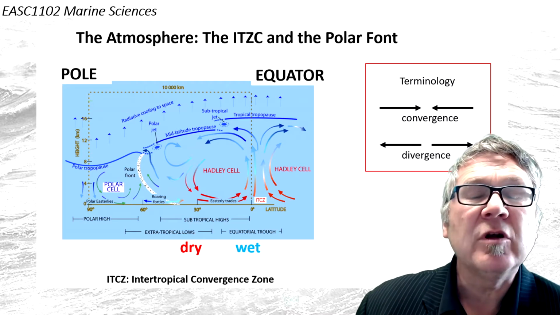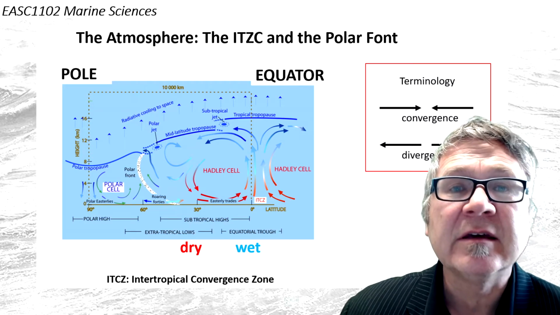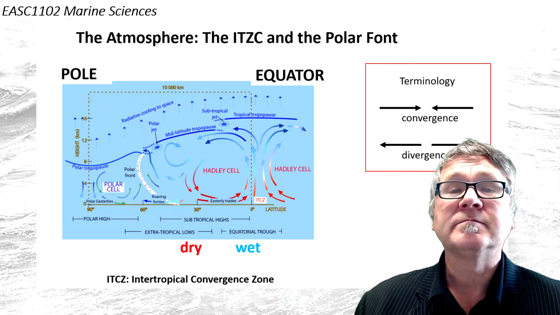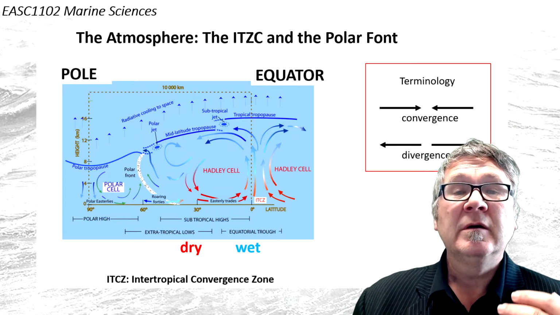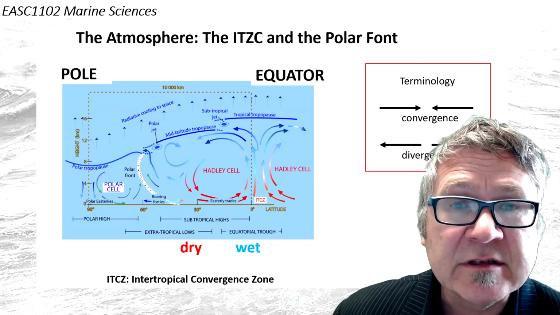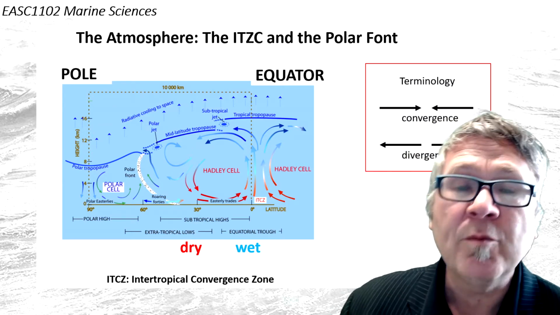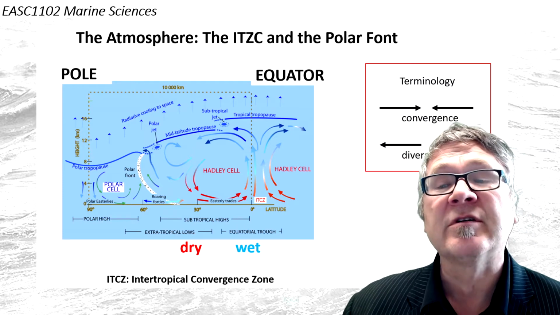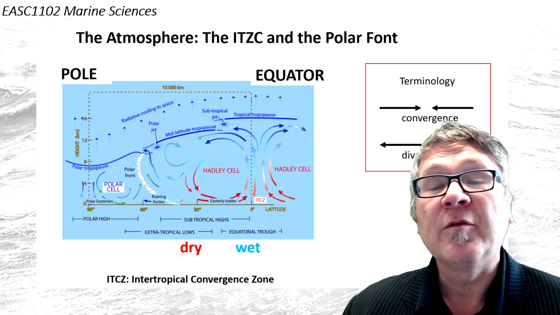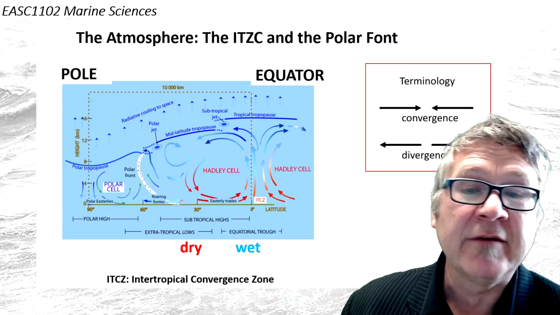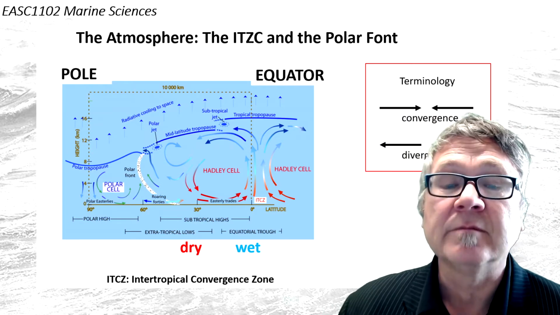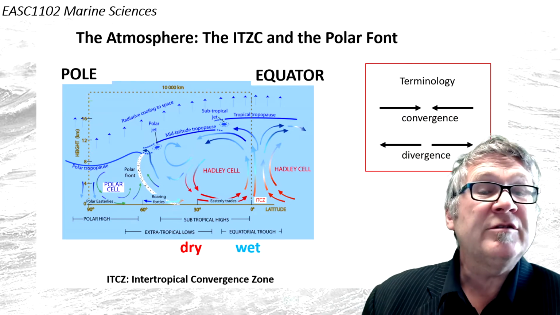So let us have a look at the vertical structure in the atmosphere. Just imagine that the atmosphere is a cake. You cut it in half, you open it up and have a look at the vertical structure from the pole to the equator. So let's have a look how your atmospheric cake looks like.